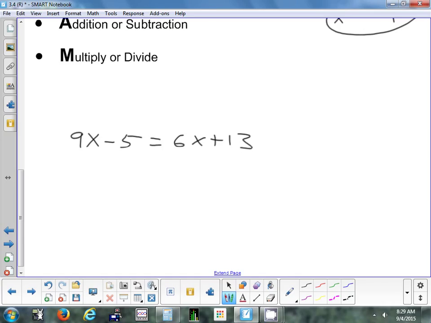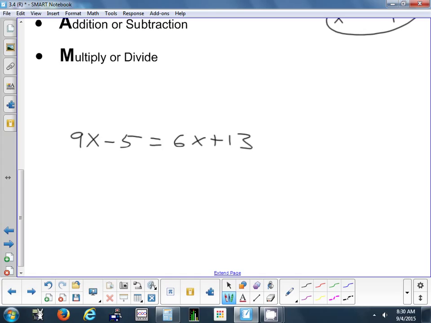All right. So we're going to go through our steps. Start with simplify. Do I have distributive property to deal with here? Alexis? No distributive property. Alexis, how do you know? There's no parentheses.